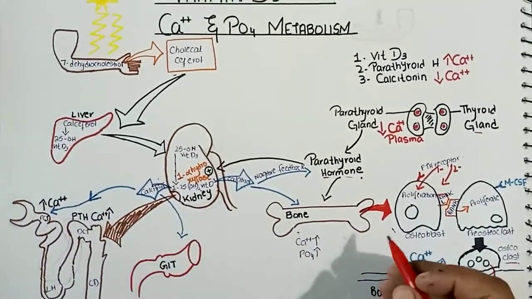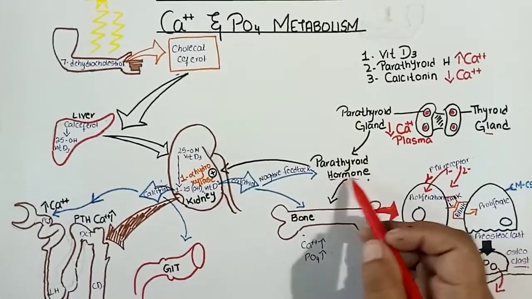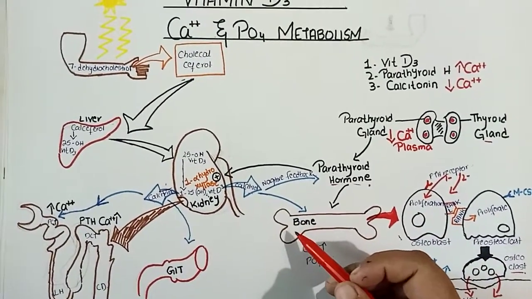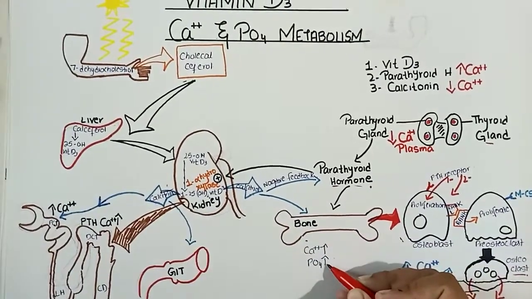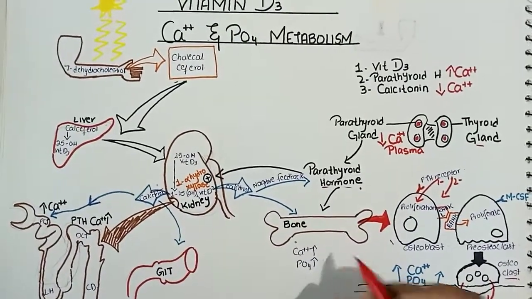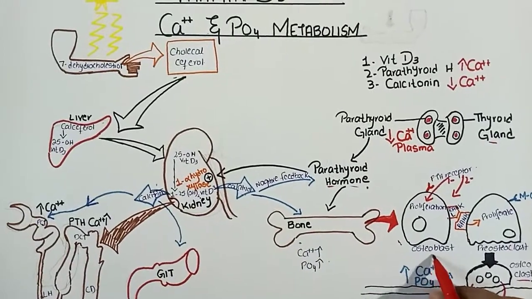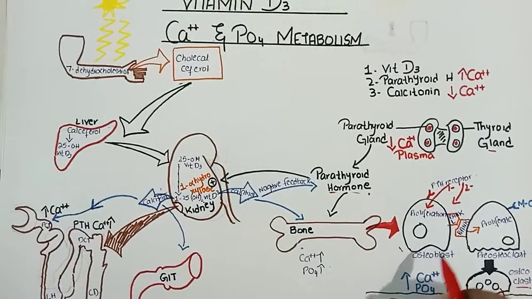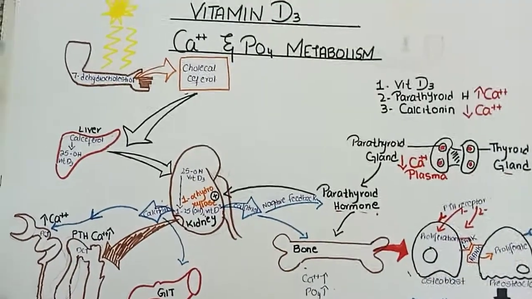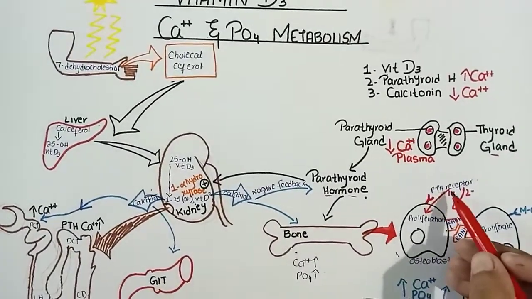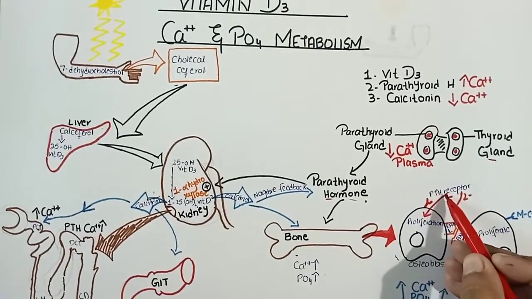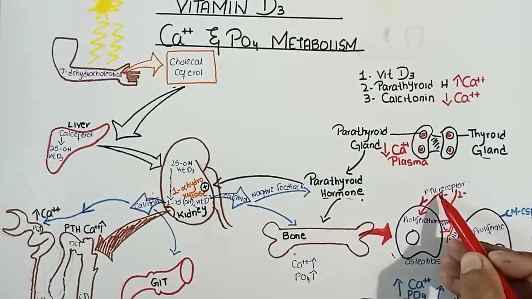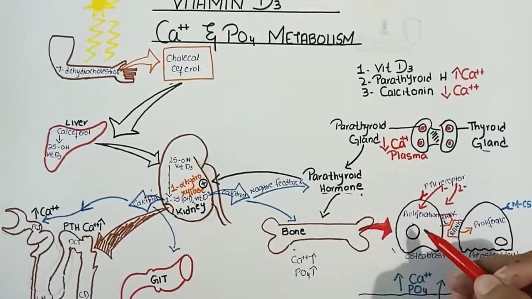Now I will explain how this parathyroid hormone elicits its effect on the bone and regulates the level of the calcium and phosphate ion within our body. So here is the osteoblast, which is the immature cell of the bone, and on the surface of the osteoblast is the presence of the parathyroid hormone receptor. There are two effects which are exerted by this parathyroid hormone on the osteoblast.